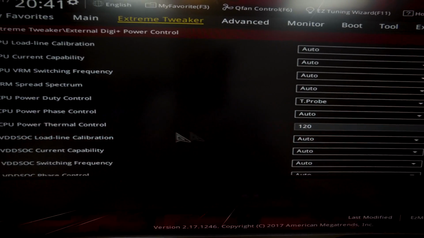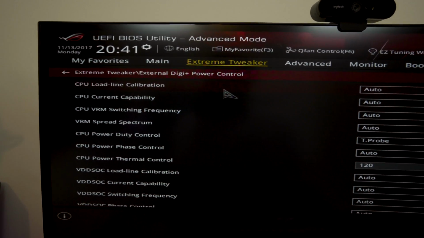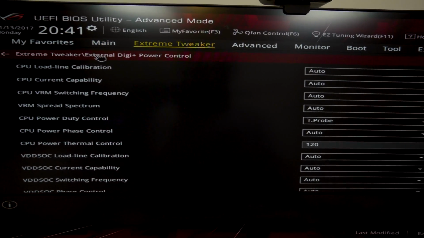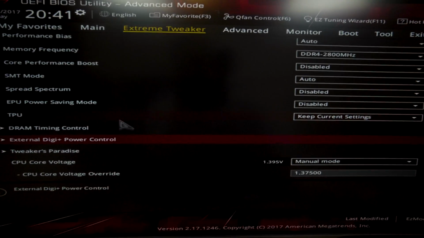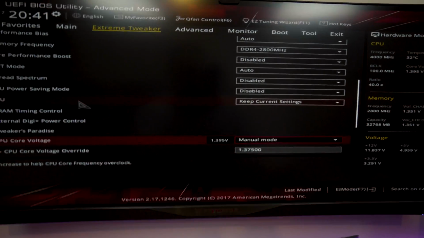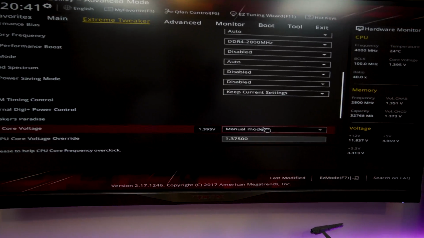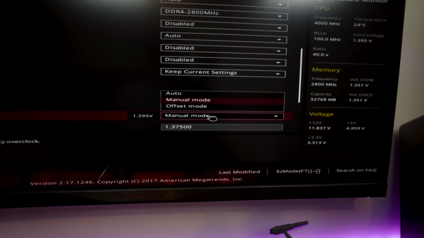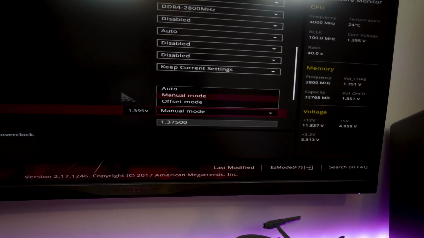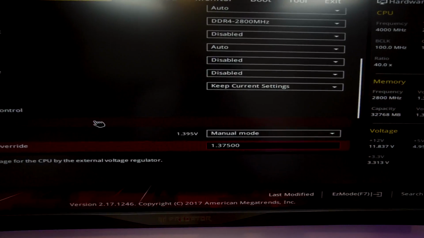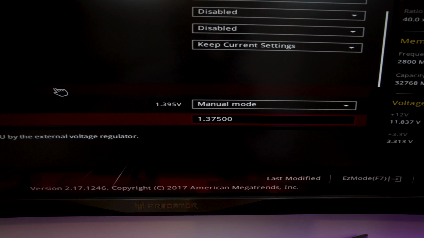External Digi power control, we're going to leave for now. This is the exotic settings that I was describing earlier, and this is where you've got opportunity to really dial stuff in. CPU voltage, you're going to spend quite a lot of your time tweaking around with this. Again, when you start, you're going to find yourself on auto. You want to go to your manual mode, and you want to start to dial your voltage in here.